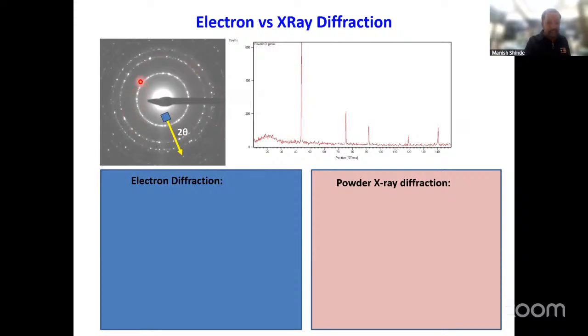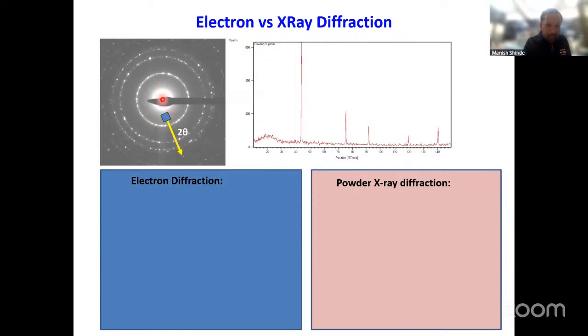Now each ring corresponds to one HKL plane. Okay, one ring, one HKL plane. Second ring, second HKL plane. Third ring, third HKL plane or third peak. Okay, so this is how you can correlate.